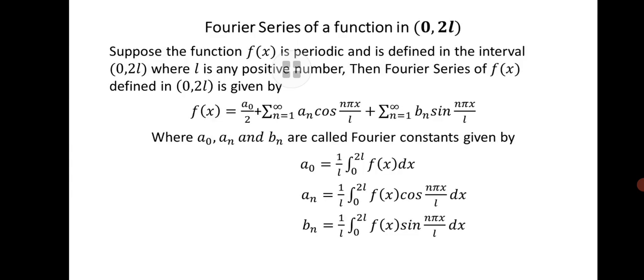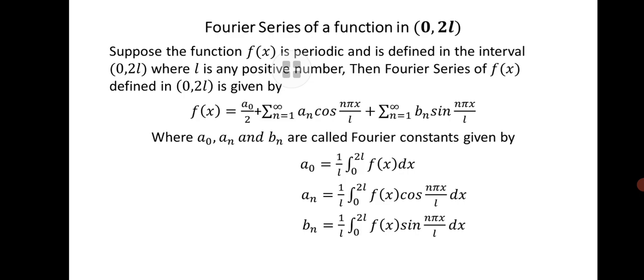The Fourier series of the function in the interval 0 comma 2L. Suppose the function f of x is periodic and is defined in the interval 0 comma 2L, where L is a positive number. Then the Fourier series of the function f of x is given by f of x is equal to a0 divided by 2 plus summation n is equal to 1 to infinity an cos n pi x divided by L plus summation n is equal to 1 to infinity bn sin n pi x divided by L.